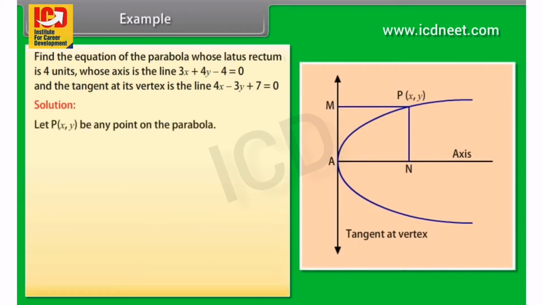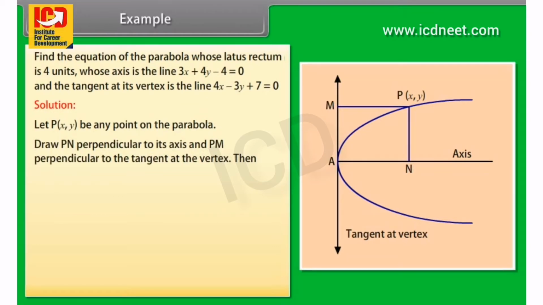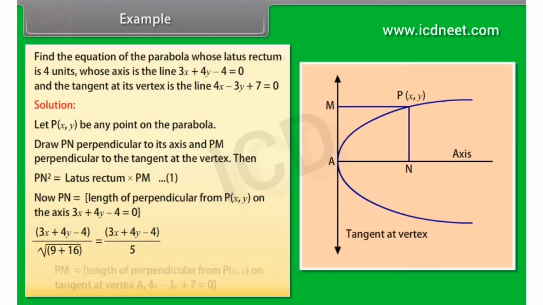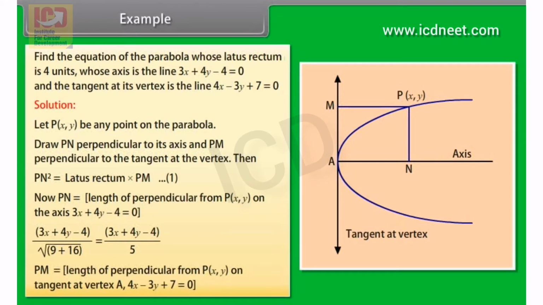Solution: let P(x, y) be any point on the parabola. Draw PN perpendicular to its axis and PM perpendicular to the tangent at the vertex. Then PN square is equal to latus rectum into PM. That is equation 1. Now, PN is equal to length of perpendicular from P(x, y) on the axis 3x plus 4y minus 4 is equal to 0, which is 3x plus 4y minus 4 upon under root 9 plus 16, equal to 3x plus 4y minus 4 upon 5.